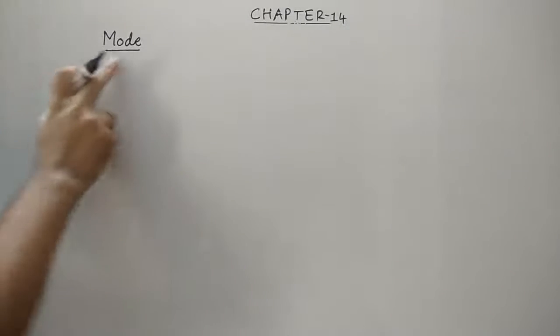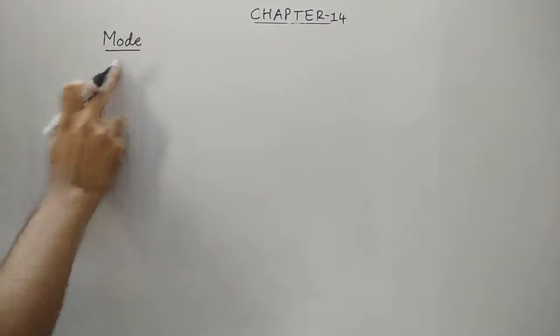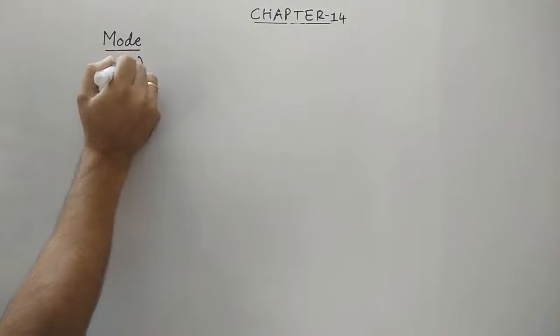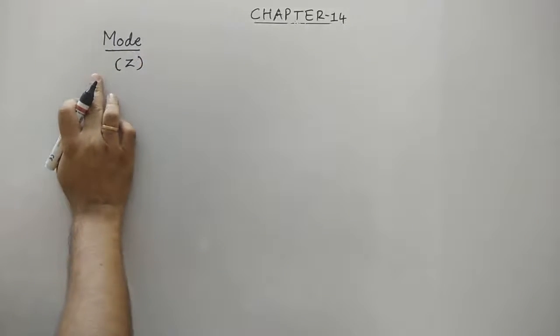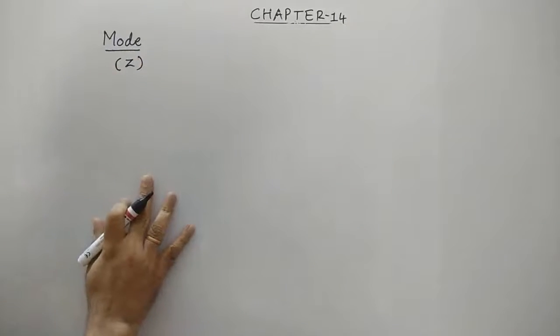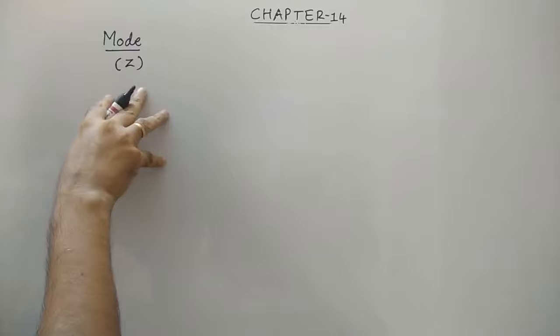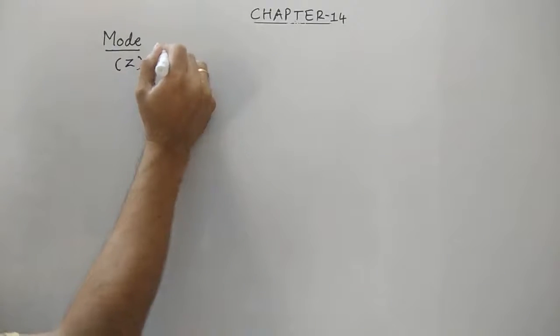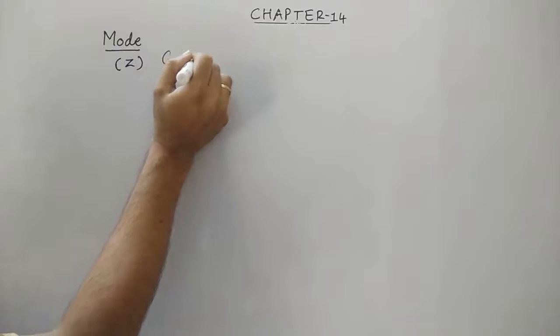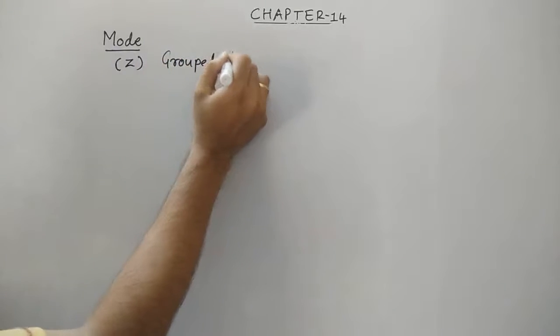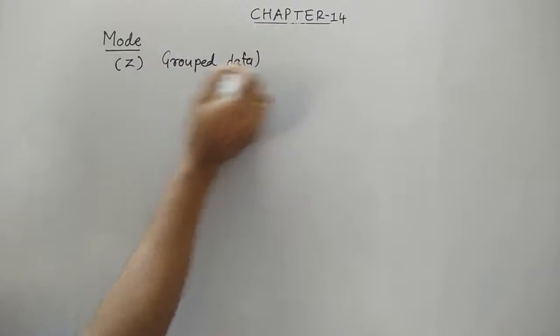Let's start with the second measure of central tendency, that is the mode. The mode is denoted by Z. In the 9th standard we discussed that in the given observations, the observation which comes the most often, जो सबसे ज़्यादा बार repeat होता था, that is called the mode. Here for grouped data we'll find out the mode. So let's see what the formula is for grouped data.